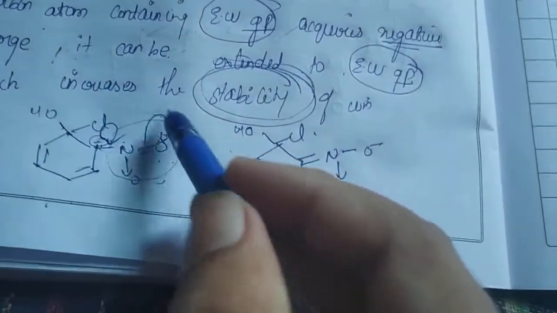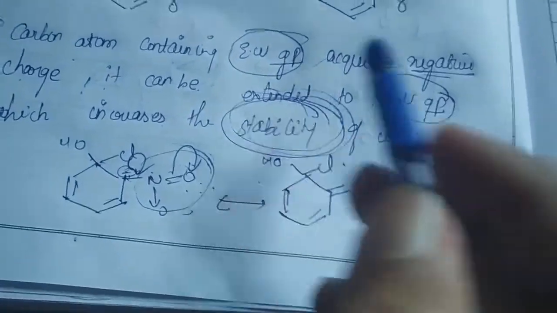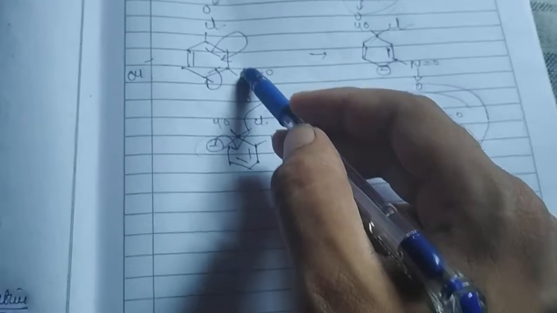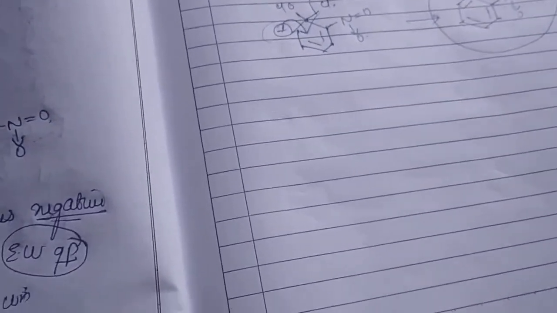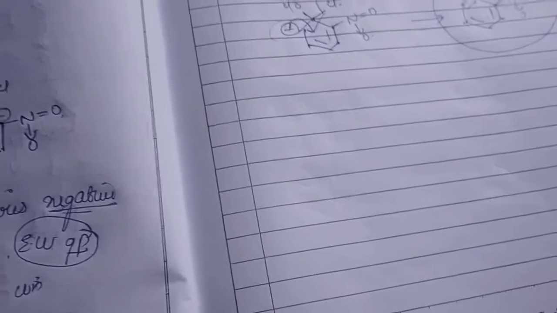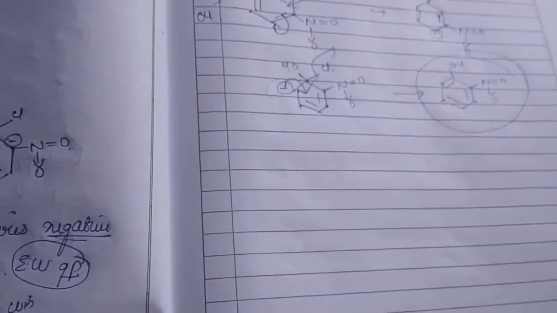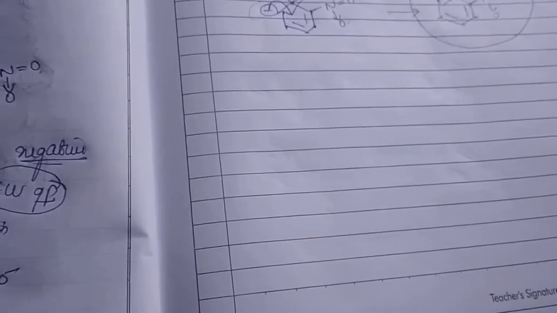So it can be easily extended to that of your electron withdrawing group, which is going to increase the stability of the ion. This is observed only when the electron withdrawing groups are present in the ortho as well as the para position. In case of the meta position, it is not the case. So what we came to know through this video is that compared to haloarenes, haloalkanes' reactivity towards the nucleophilic substitution reaction is very high. When compared among the haloarenes, ortho and para substituted reactivity towards the nucleophilic substitution reaction is very high.